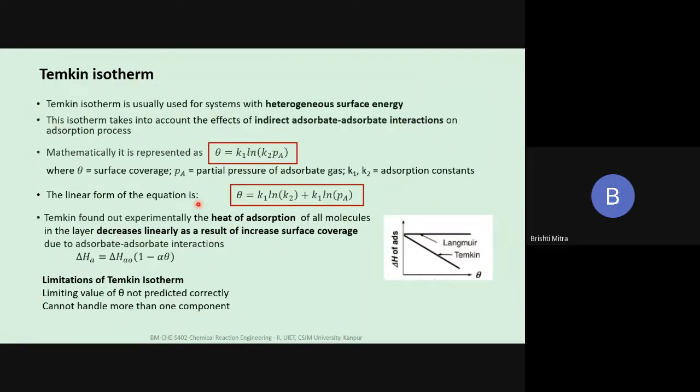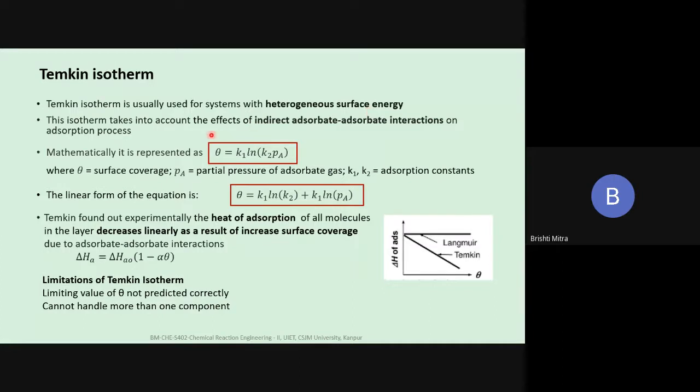The next type of isotherm, there could be others also, but for this particular course, I'll only do 4 with you. That means we talked about Langmuir, we discussed Freundlich, we'll talk about Temkin, and we'll do 1 more after this. So what is the Temkin isotherm? The Temkin isotherm is usually used for systems with heterogeneous surface energy. So just like the Freundlich isotherm, here also we are assuming that the energies of the different active sites on the surface are not the same. The corners, the edges, the center might have different energies.